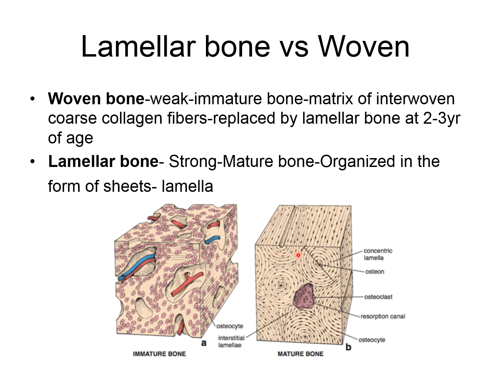Lamellar bone is strong, mature bone. It is strong because its fibers or matrix are in the form of sheets or layers. These layers give strength in one direction, and they are called lamina. So most of the mature bones are in the form of lamellar bones, or strong bones.